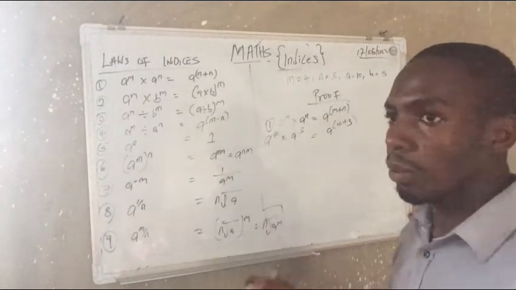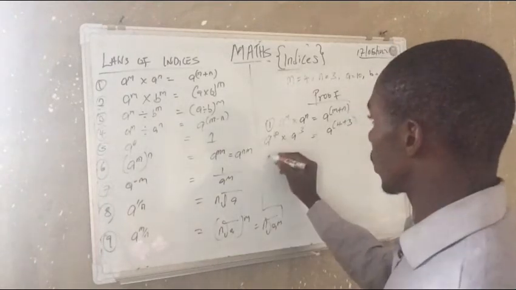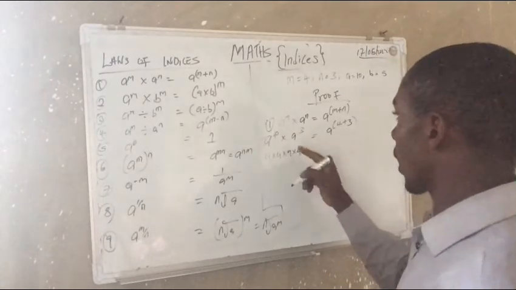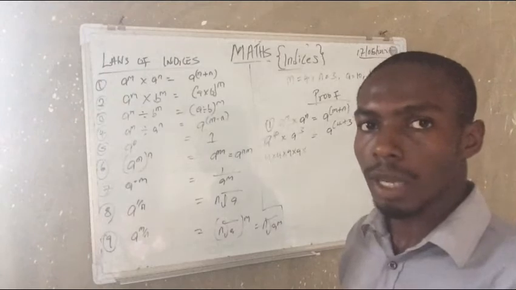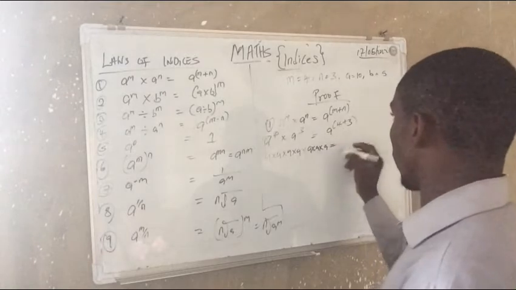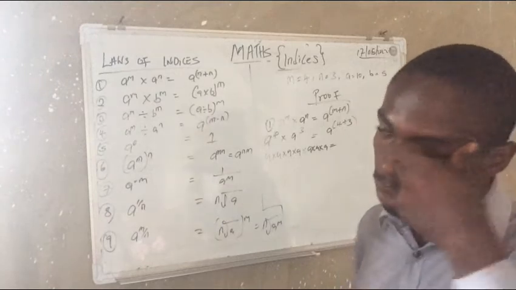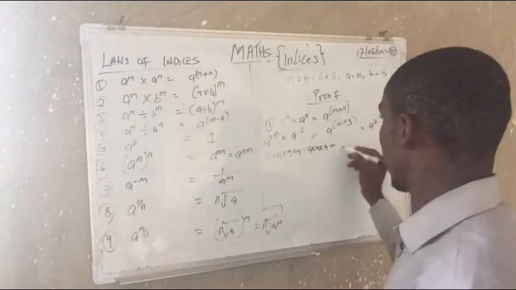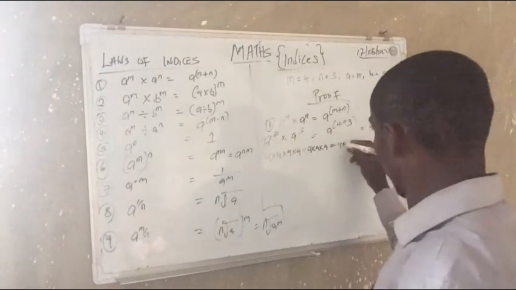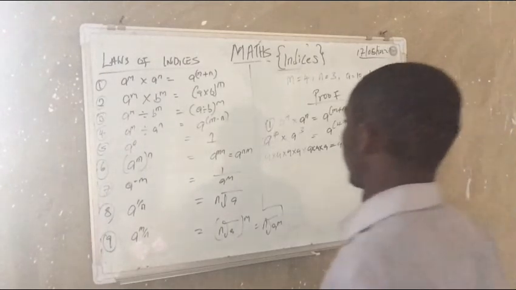A raised to the power 4 simply is a multiplied by itself 4 times. This is a times a times a times a. Now multiplied again by a raised to the power 3, which is a multiplying itself 3 times, which is a times a times a. Now, of course, a raised to the power 4 plus 3 is a raised to the power 7, which is a multiplying itself 7 times: a times a times a times a times a times a times a.